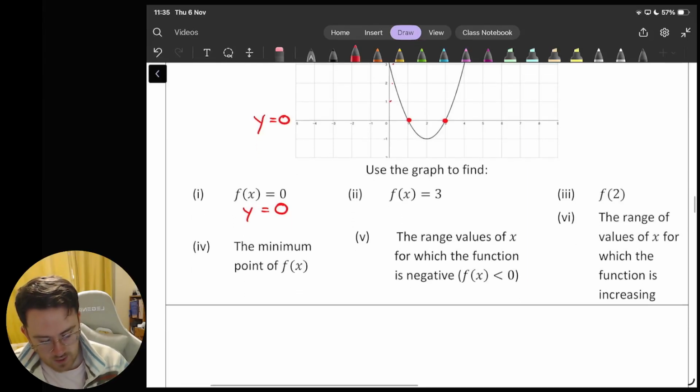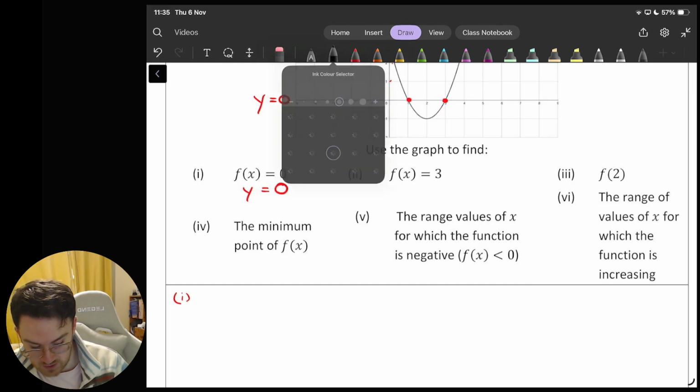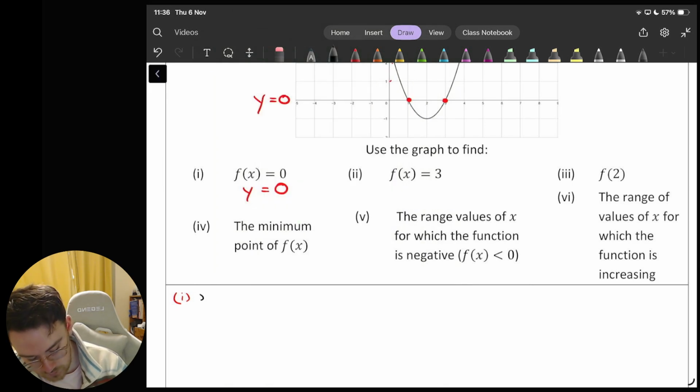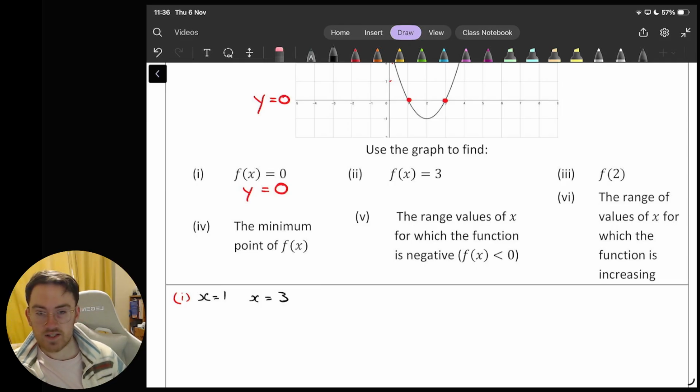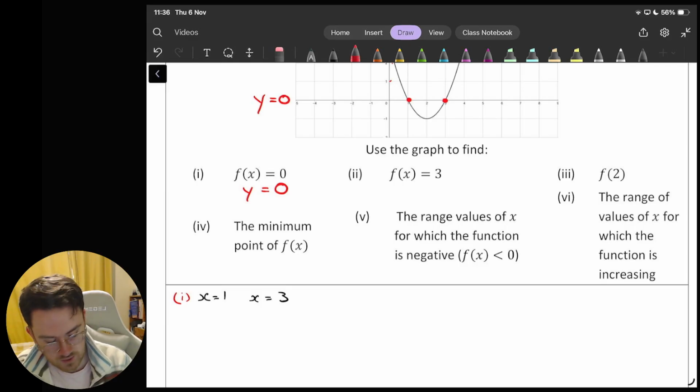Now, since this question has told us what y is, then the answer must be what x is. So all we need to give in our answer is just the x values. Okay, so x equals 1, x equals 3. If we were asked for coordinates or points, we would give that corresponding y value also.